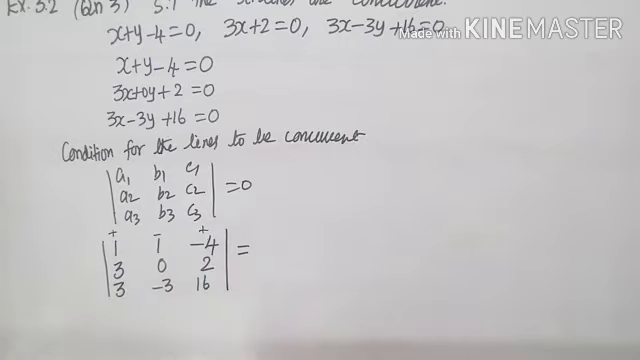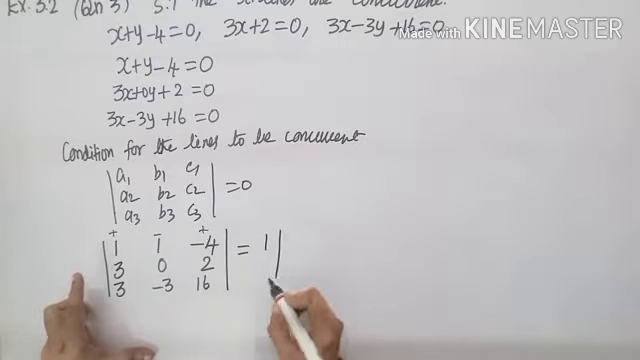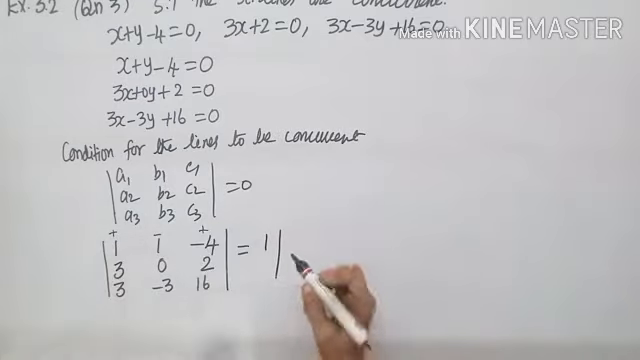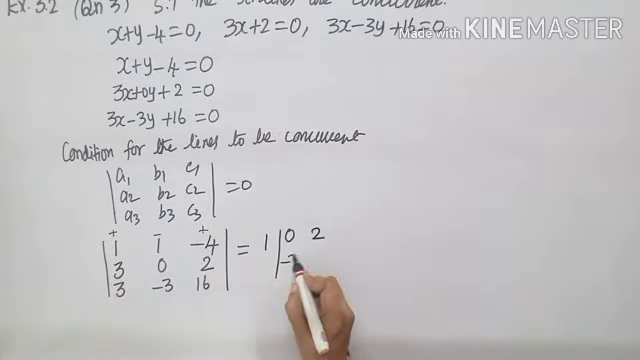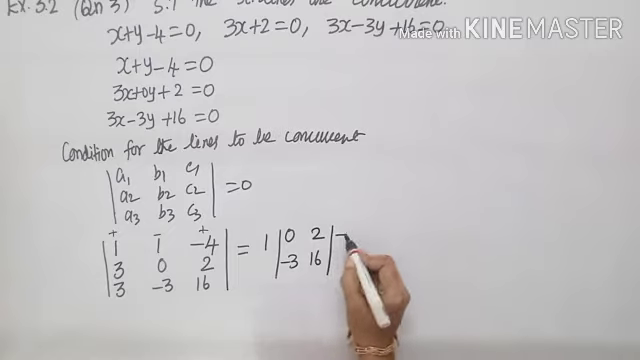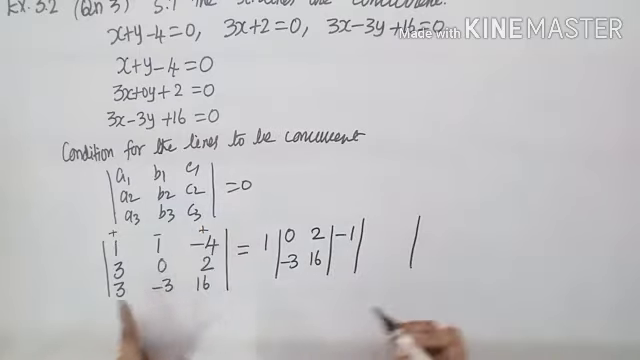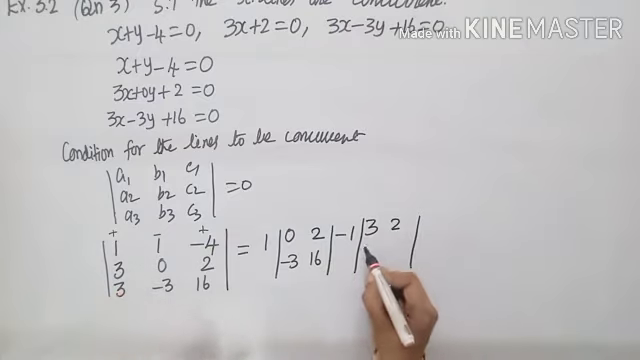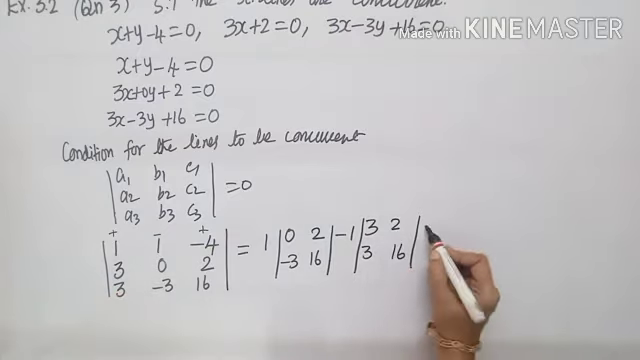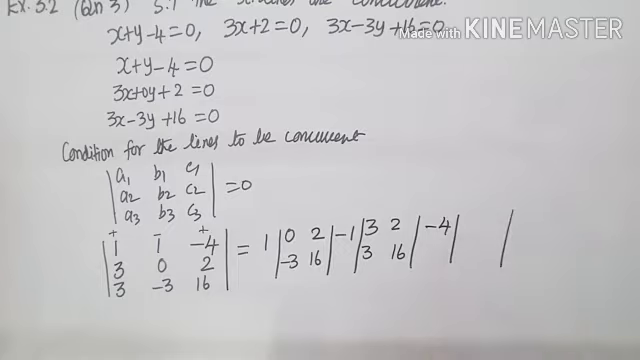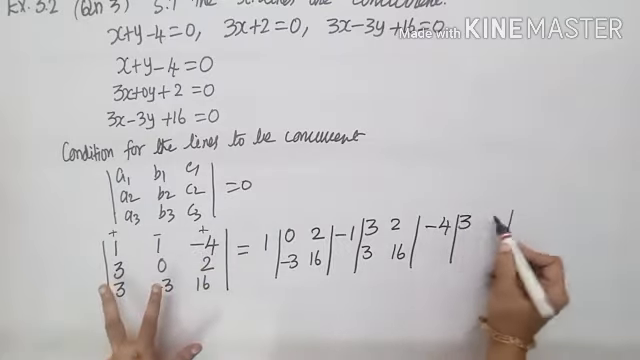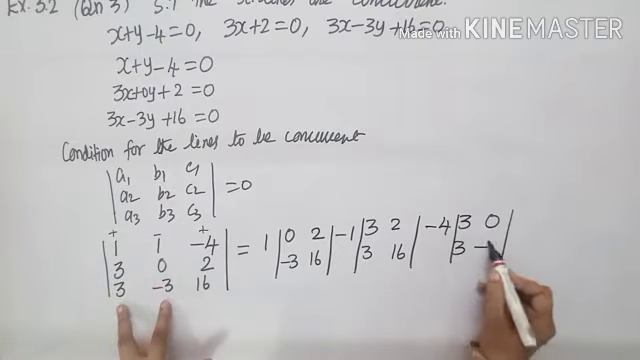Expand it. 1 into, hide the first row and column, 0, 2, minus 3, 16. Minus 1 into, again hide the row and column, 3, 2, 3, 16. Minus 4 into, hide the row and column, 3, 0, 3, minus 3.